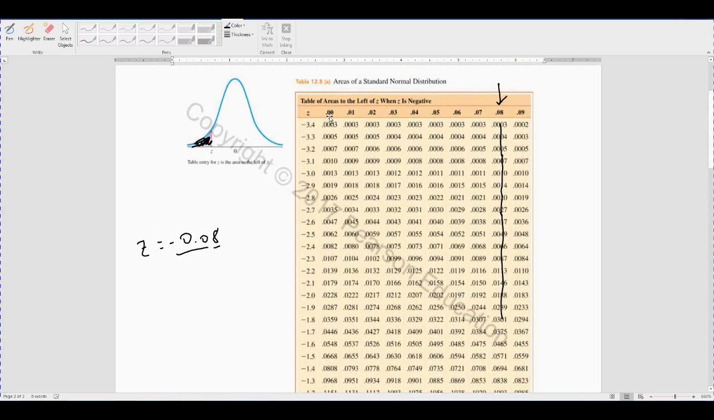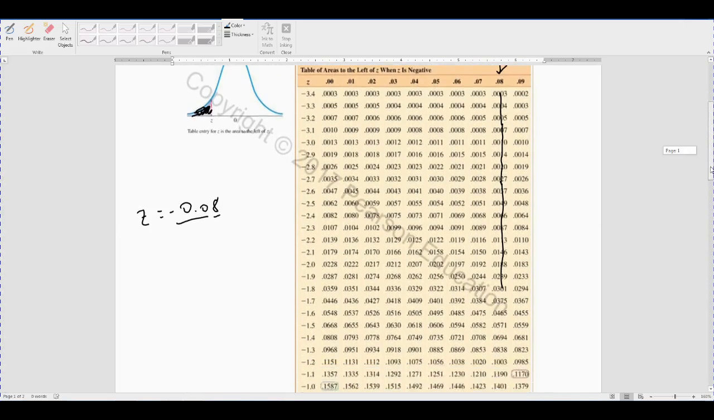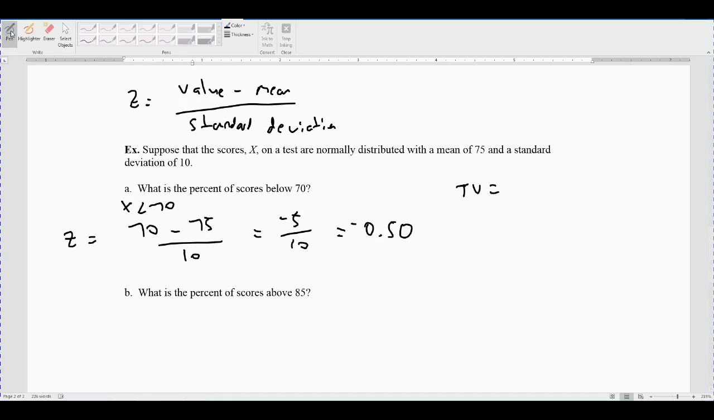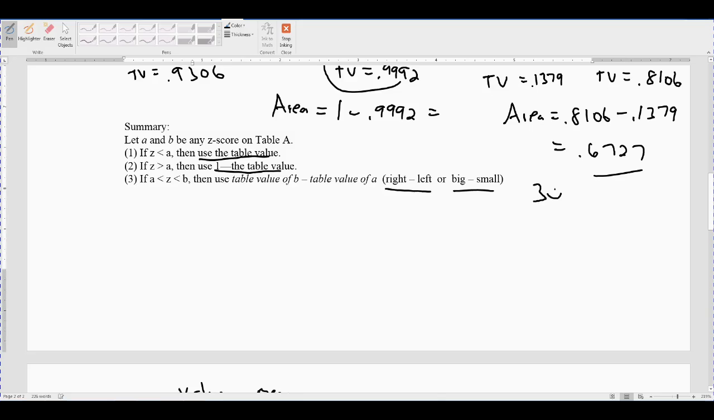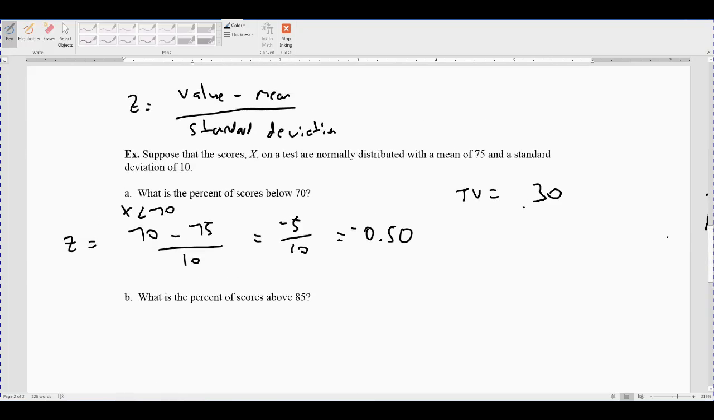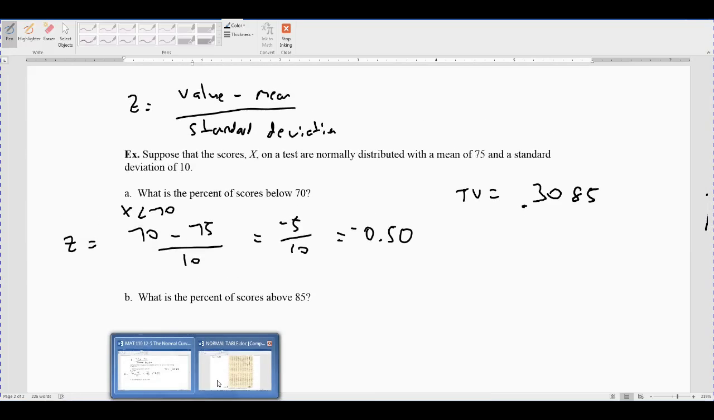Let's first notice that the first column is the 0 column. So you got negative 0.5, and then the 0 is this column. So it's 0.3085. Check it to make sure. Yep.